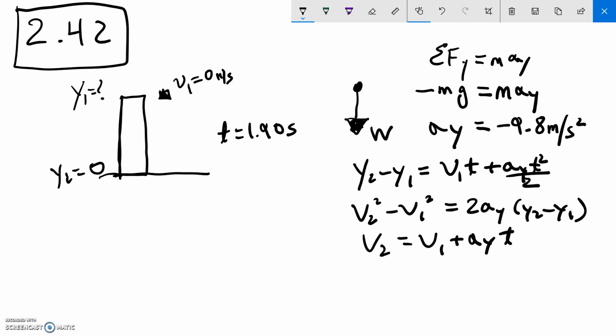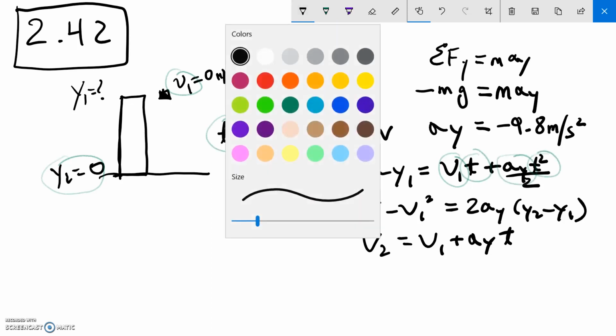So remember, we will give this to you in the quiz. They might give it to you in terms of x, but you know that it also works for y. Okay, so in this problem, you want to see which equations you can use. Well, you see that you already have the y2, you have the initial velocity, and of course you have the time and the acceleration. So you can use that first equation to solve this problem.